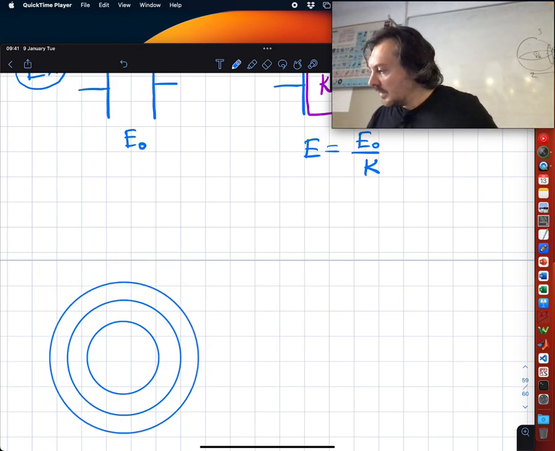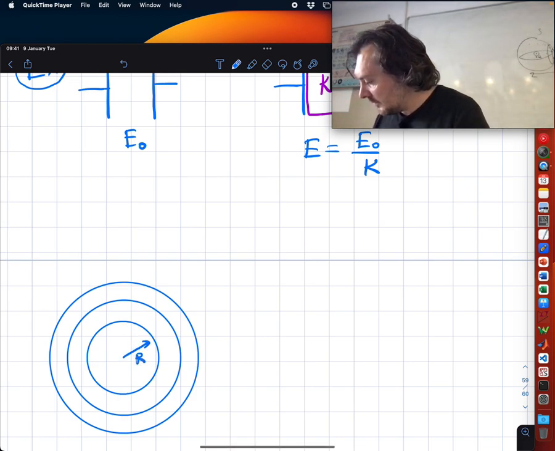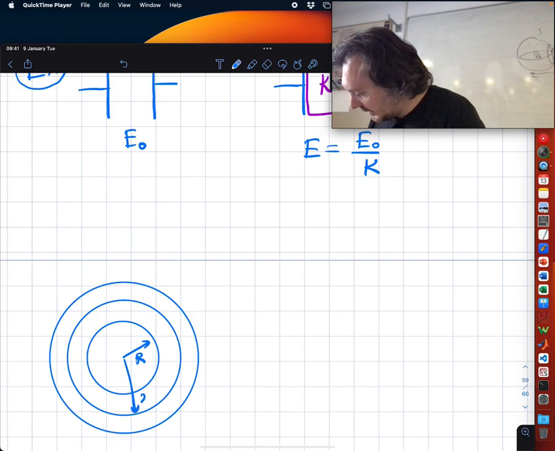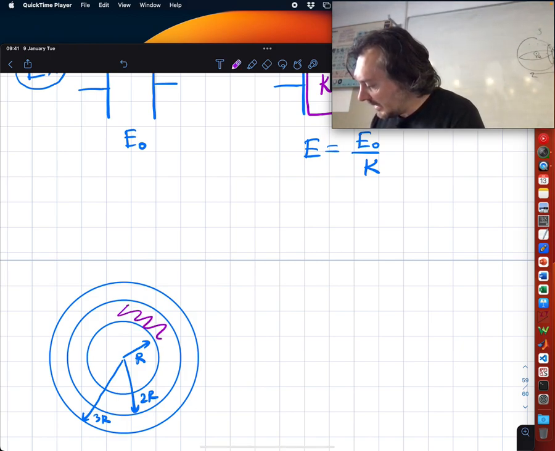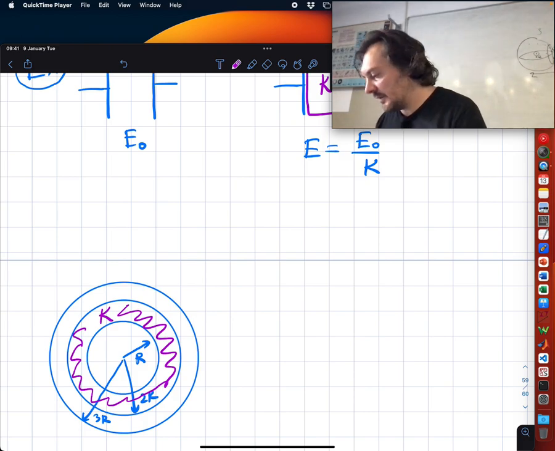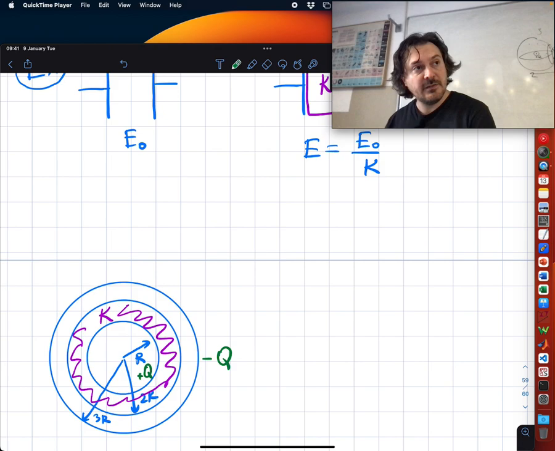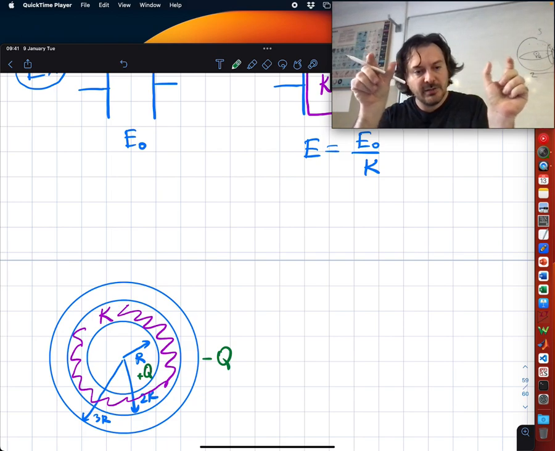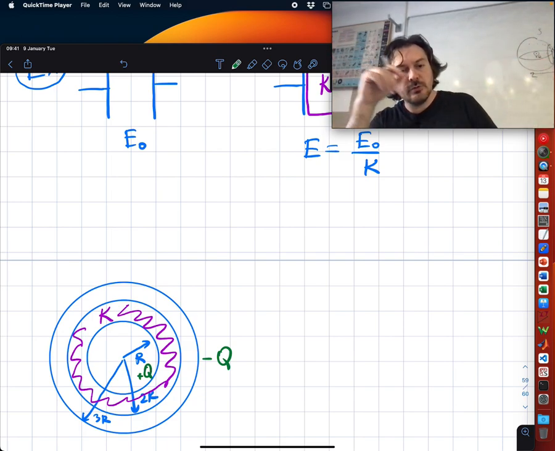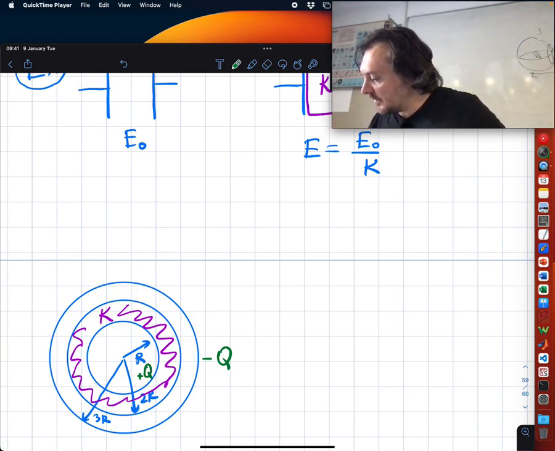So let's say this is R, this is 2R, and this is 3R. And I have a dielectric here, and there's a separation over there. So I have plus Q inside, minus Q outside, and it's a sphere. Inside there's a sphere of plus Q, then in between, not filling it all the way, there's a dielectric, then outside there's minus Q. What is the capacitance of this system?